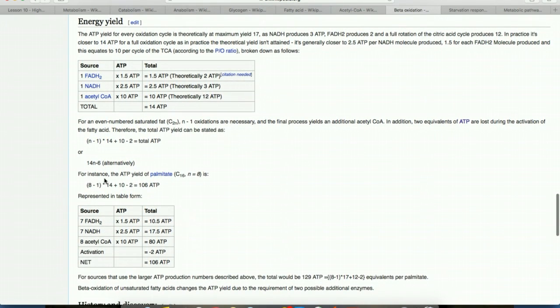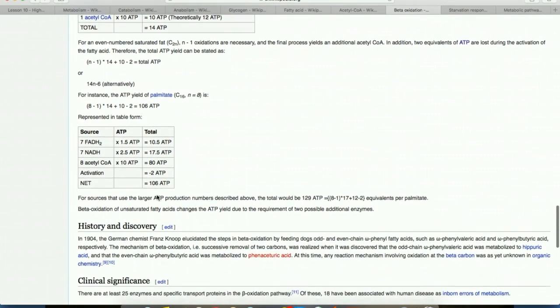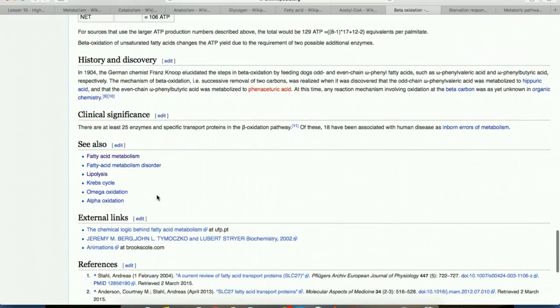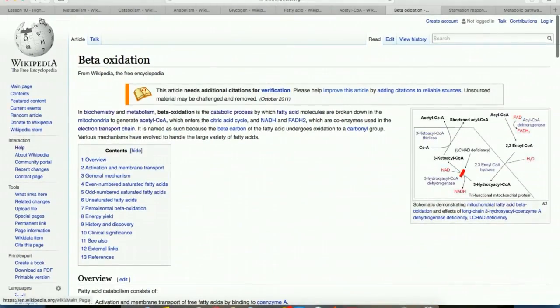Okay, so for instance, the ATP yield of palmitate, which has 16 carbons, they divide it into two, and so it forms 8 acetyl-CoAs. They yield 14 each one of those, but one is used for energy probably. So the total yield is about 106 ATP. That is cool. Okay, so now I know what beta oxidation is.